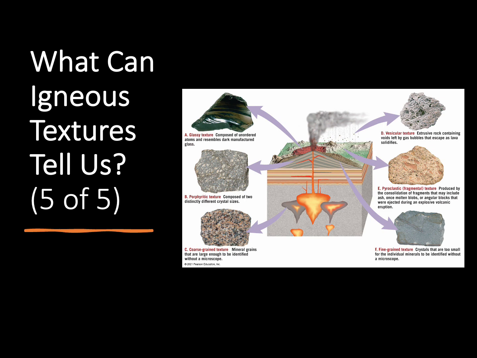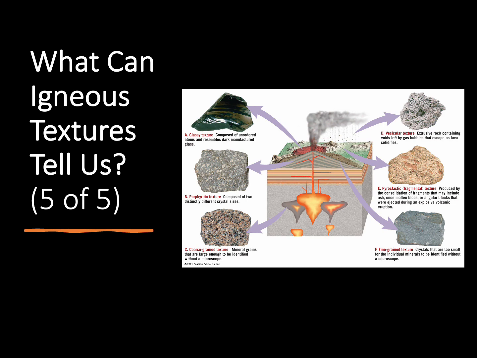Second on the left, we have our porphyritic, the one with two textures, both fine and coarse-grained. This tells us that it has two stages of cooling. It started off cooling slowly inside of the earth. Then after a volcanic eruption, the rest of it cooled off quickly and at the surface.